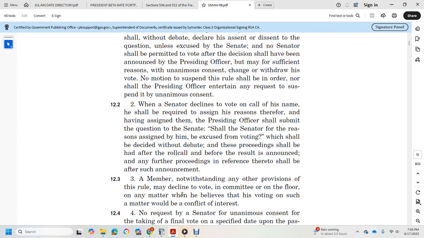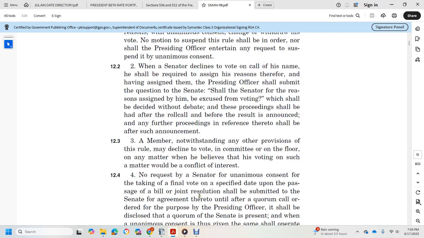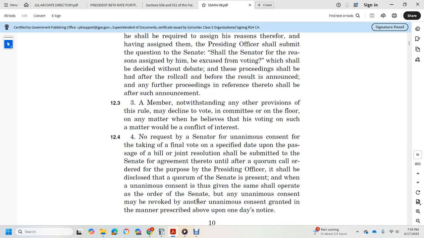A member, notwithstanding any of the provisions of the rule, may decline to vote in any committee or on the floor on any matter when he believes that his voting on such a matter would be a conflict of interest.